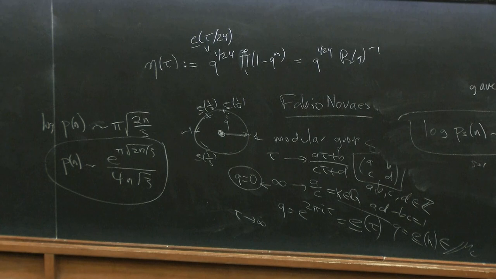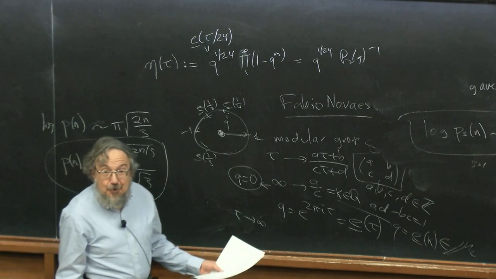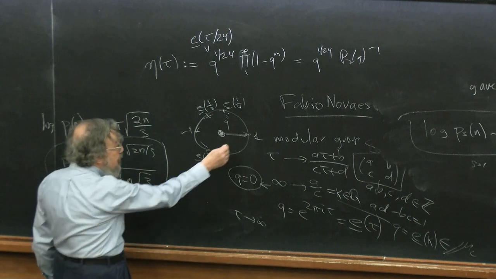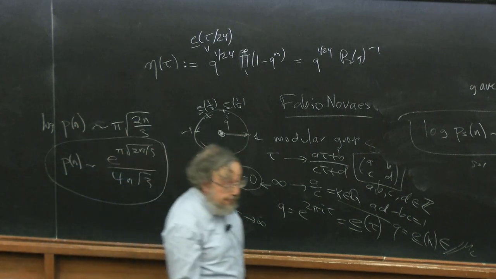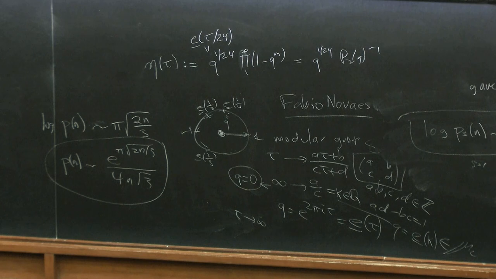But they say fairly clearly in their text that you can't really say anything at other roots of unity, so you could at most improve this by looking at Q equals 1 because you don't have modularity. And that's what, as I say, turns out, in fact, to work surprisingly well.